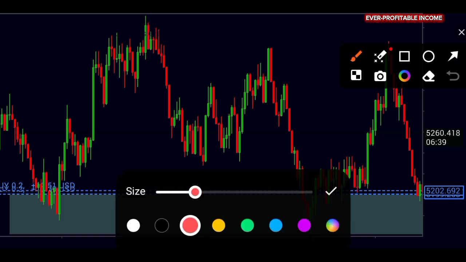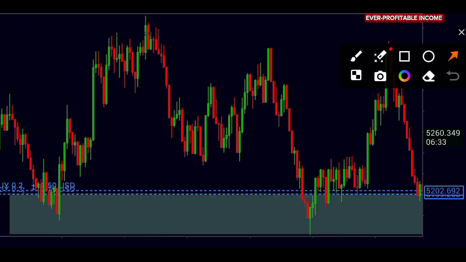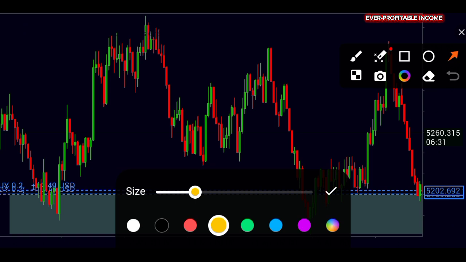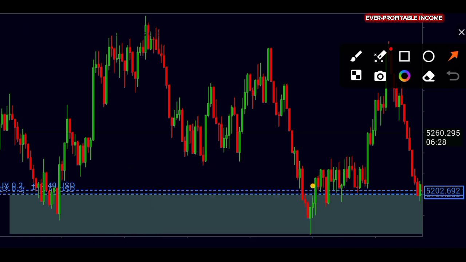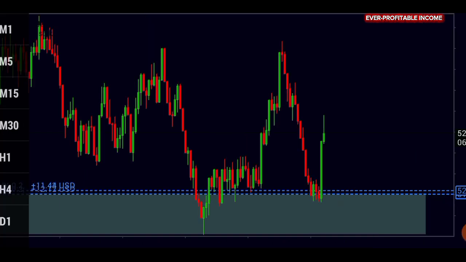Let me change the color of my brush so it's very visible. So this zone right here, you can see that it has been respected multiple times. That is a support zone. And we also have another support zone right here, but this is the one we are considering. Let's head over to the 4 hours time frame.